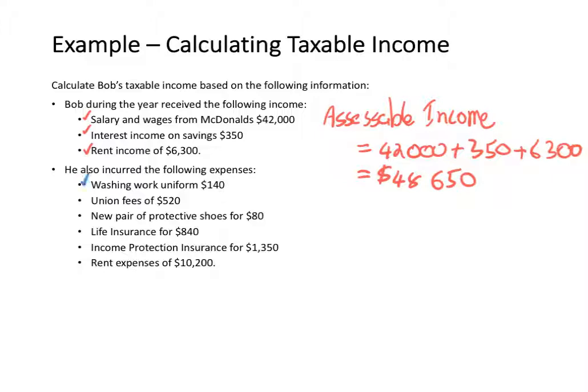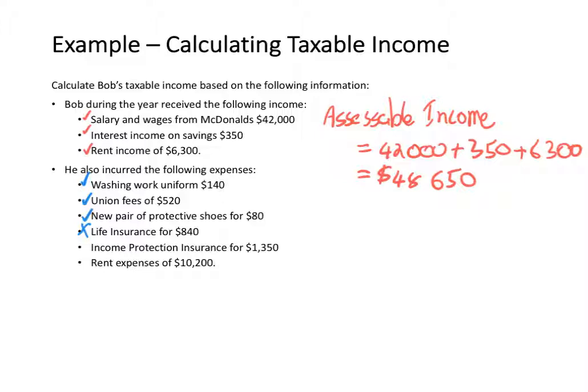So the uniform, the union fees, and the new pair of protective shoes are all directly incurred in relation to Bob's job at McDonald's, so they can be included in his allowable deductions. Bob's life insurance payment of $840 is not connected to Bob earning income. Life insurance is for when, after you've passed away, a person you have nominated can get a payment. So it's not in relation to any income that Bob is earning, and it's not part of the general deductions that you can claim for. So life insurance will be non-deductible for Bob.